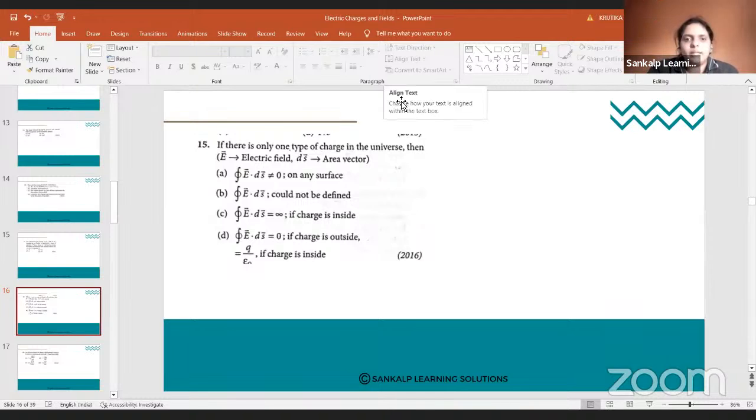If there is only one type of charge in the universe, then, so you have only one type of charge in the universe. What are the options they are giving? See, that is the line integral of E ds is not equal to 0 on any surface. The line integral of E dot ds could not be defined. The line integral of E ds is equal to infinity if charge is inside. The line integral of E ds is equal to 0 if charge is outside, and Q by epsilon naught if charge is inside. This is given from the Gauss law. See, no, it is wrong.